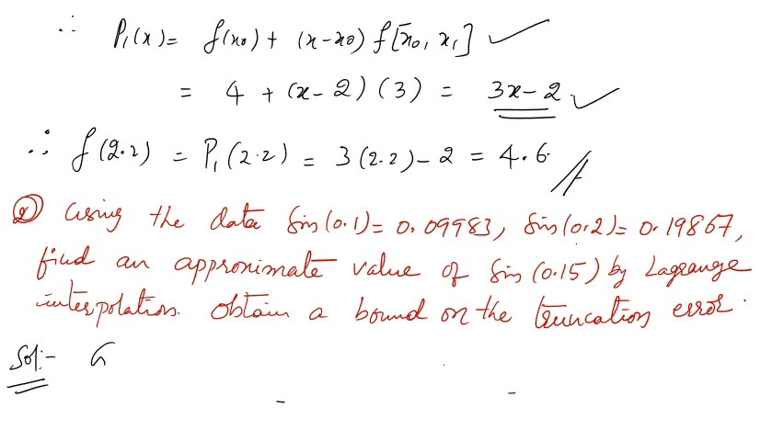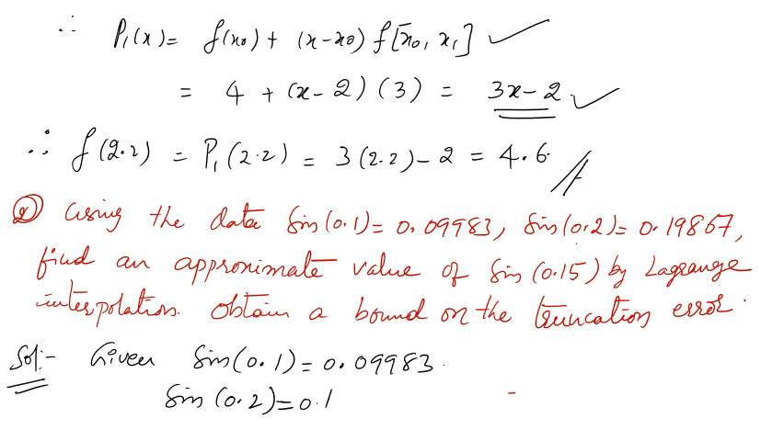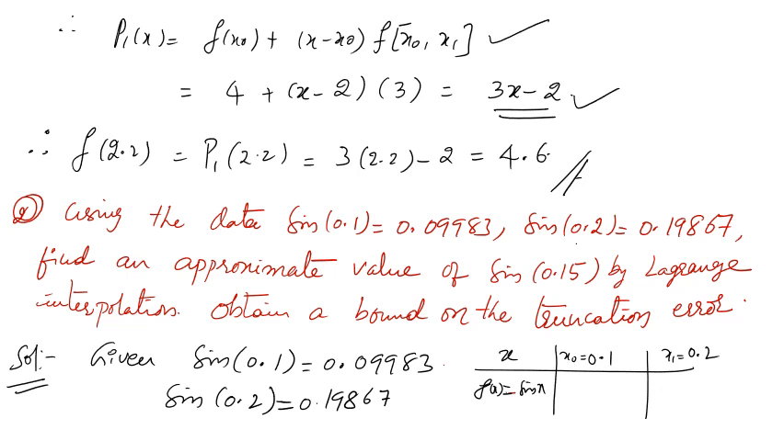What is the given first? Given sin 0.1 equal to 0.09983. Only one more point is given, sin 0.2 equal to 0.19867. So what is the data given? x versus f(x). f(x) is given as sin x, right? This is x0 value, I am directly writing here 0.1, and x1 value 0.2. And f(x0) is 0.09983 and f(x1) is 0.19867. This is the given data.